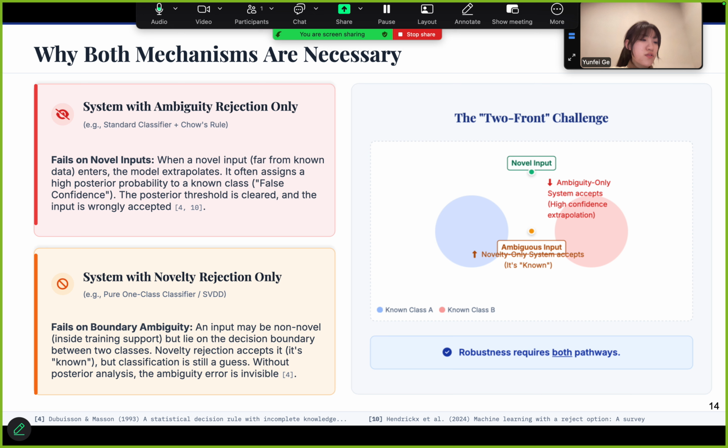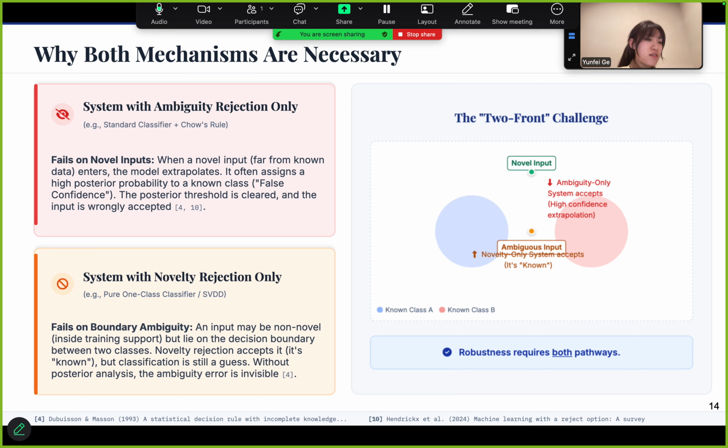Let me show concretely why you need both, not just one. Let's consider a system with only ambiguity rejection, like a standard classifier with Chow's rule. Works great when inputs are among known classes, but when a novel input comes in from outside the training distribution, the model extrapolates. And deep networks in particular tend to assign high posterior confidence during extrapolation. So the threshold is cleared and the input is wrongly accepted. The posterior check is not just unhelpful here, it is actively misleading.